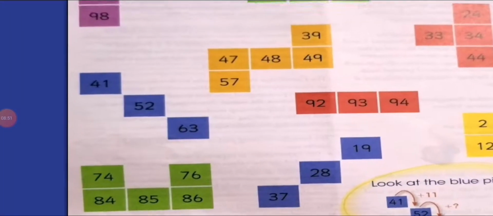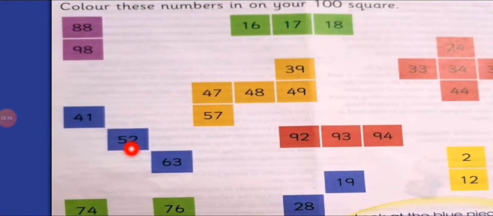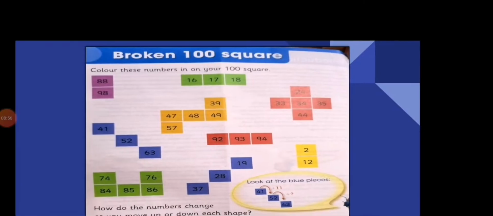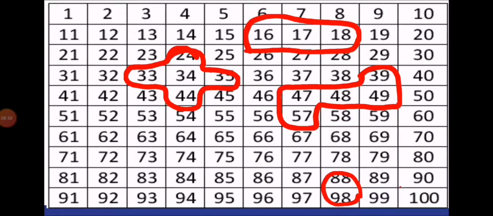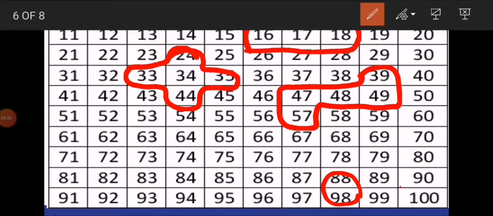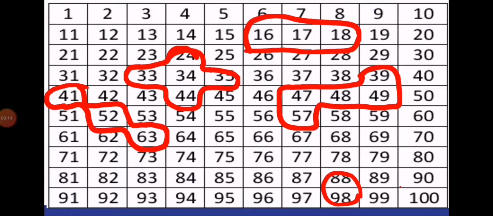Now the next numbers are 41, 52 and 63. Find this pattern on the 100 square grid. Yes, here is 41, then 52, then 63. This is the pattern. It's going diagonal. So from 41 till 52, let's count it. How many numbers are we increasing from 41? Keep it in your mind and count on till 52.